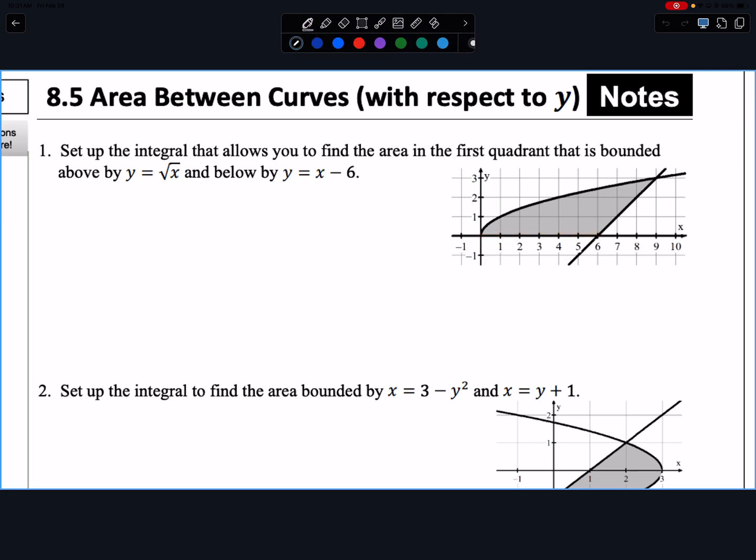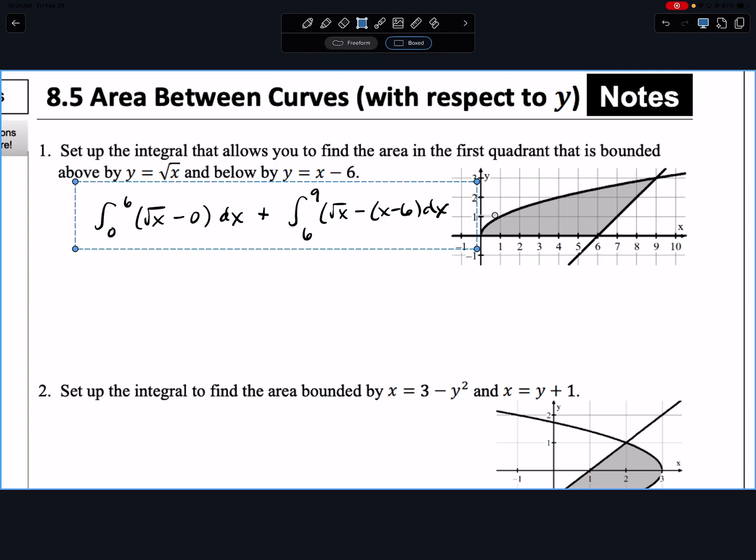You set this up as the integral from 0 to 6 of the square root of x minus 0 dx, plus the integral from 6 to 9 of top function minus bottom function. So do you see how we had to split this into two integrals? Sometimes it's actually easier, instead of setting this up with respect to x and writing two integrals, to do this with respect to y instead. So it's just a different way to do this.